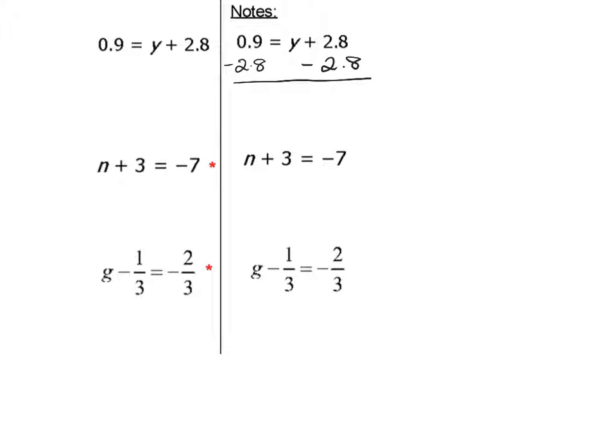Now don't let this confuse you. You kind of want to rewrite it like this, 2.8 minus 0.9. Now you are allowed to use a calculator, but if you forgot, remember, you're just subtracting. So 18 minus 9 is 9, and then you have 1. So since it's a smaller number minus a larger number, it's going to be negative. So it's going to be negative 1.9 equals y. And I always read mathematics from left to right, so I'm going to rewrite that as y equals negative 1.9. And then I'm going to circle it.